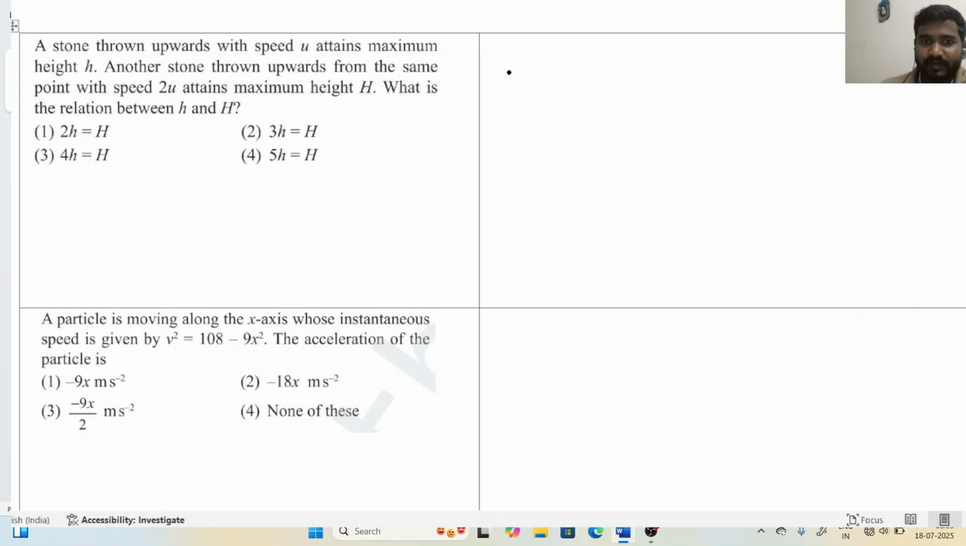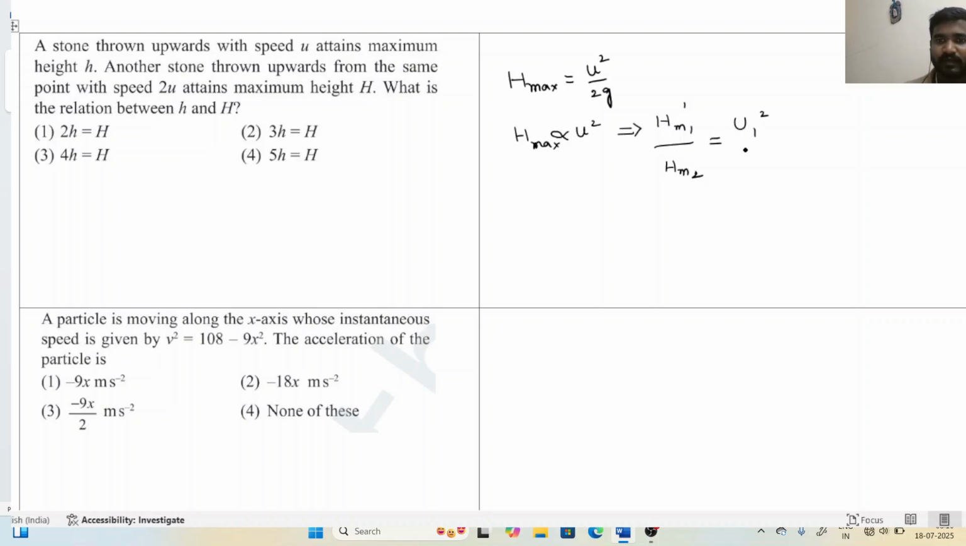So already we know the formula for maximum height: u square divided by 2g. Here they are keeping g as a constant, so maximum height is directly proportional to u square. From this equation you can write that maximum height in the first case divided by maximum height in the second case must equal u1 square divided by u2 square.